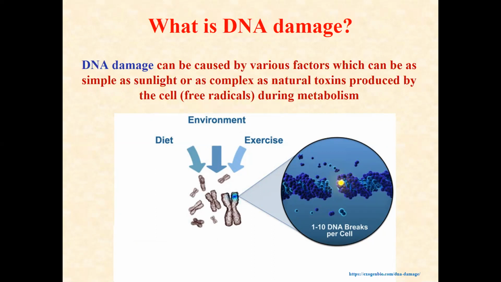So we know that DNA damage can be caused by the environment or by a problem with our genetics. These factors can be simple, such as exposure to sunlight, or complex, such as free radical generation that occurs during the normal metabolic process. This picture shows different types of factors that can cause DNA damage, as well as different responses that they induce.